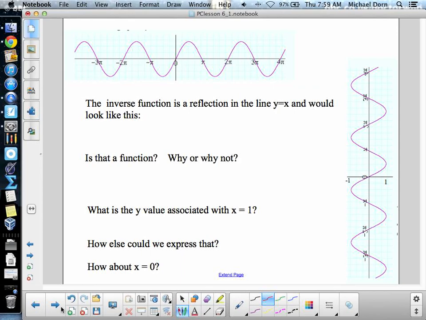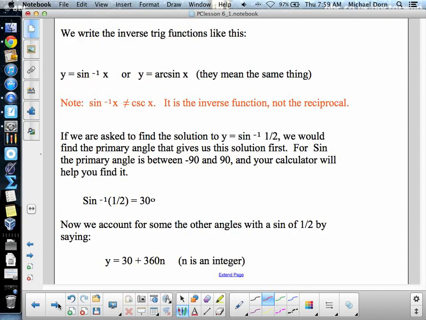And again, we can take a look at this. With x equals 1, for example, we would get a y value here of pi over 2, and another one of 5 pi over 2, and down here, negative 3 pi over 2. And so what we want to do is find a way of expressing all of those using just one little formula. And that's what we're going to learn how to do.